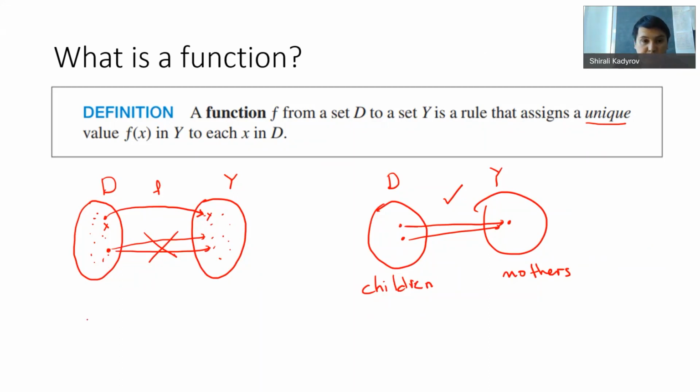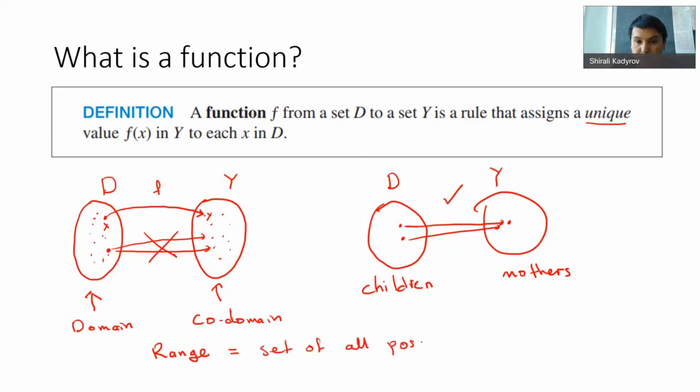What is D? The set that you see on the left is called the domain, and on the right, Y, we call the codomain. However, there's also a notion of range. So what is a range? The range is the set of all possible values f of x.